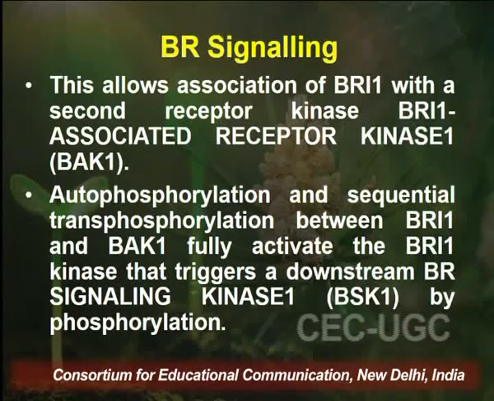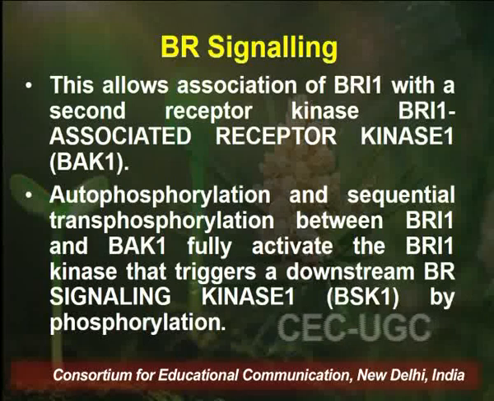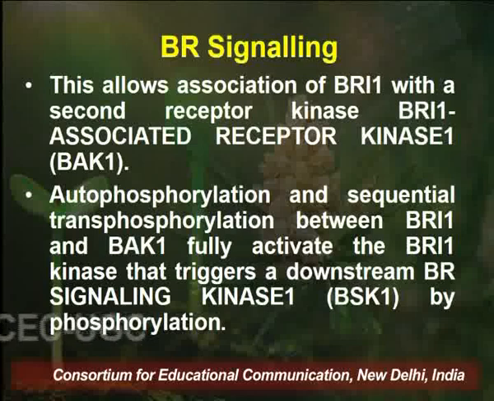Now once BKI1 dissociates from the receptor complex, it causes the association of BRI1 with the second receptor kinase, that is the BAK1 receptor kinase, which is also present on the membrane of the cells, as we have already discussed. Now this binding of BAK1 to the BRI1 receptor complex causes a series of autophosphorylation and transphosphorylation between BRI1 and BAK1, which further activates the BRI1 kinase that triggers the downstream BR signaling kinase, or BSK1, through phosphorylation.